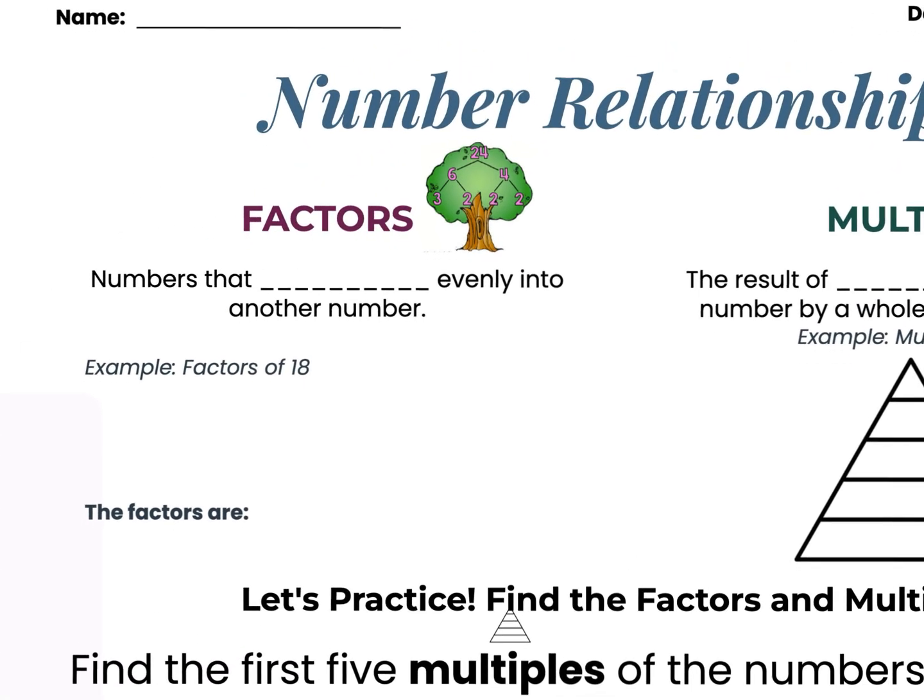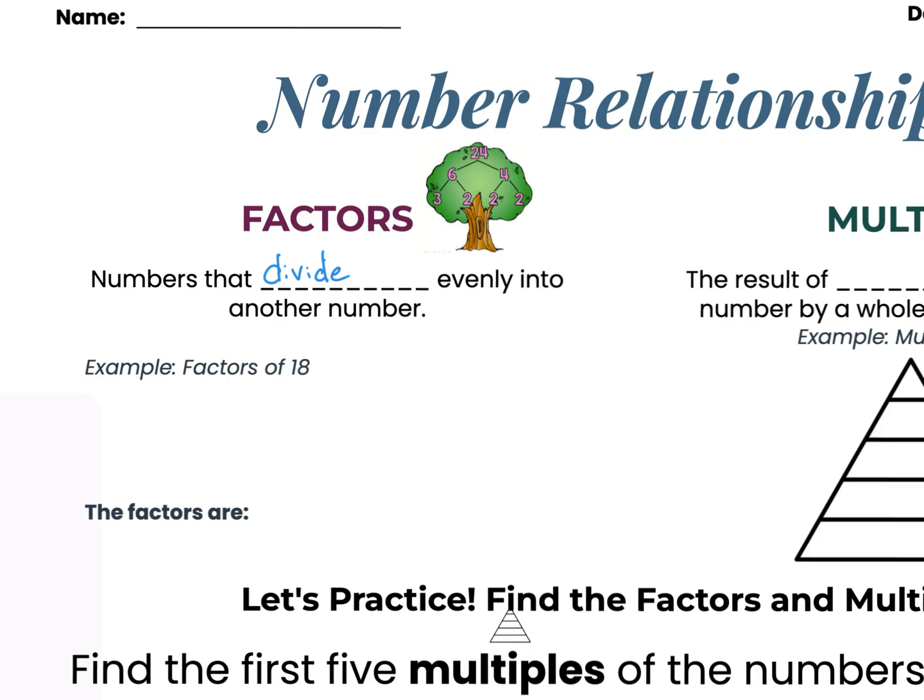So, factors are basically numbers that divide evenly into another number. So if you think of what times what equals a number, those two numbers that you're multiplying together are the factors. A lot of times we think of factors as factor trees, hence the picture there.